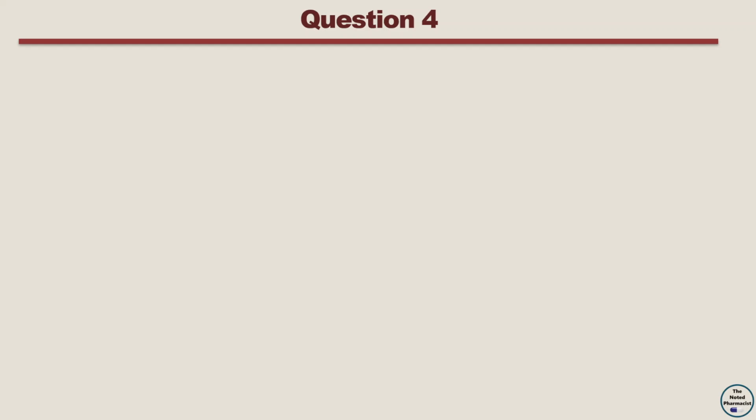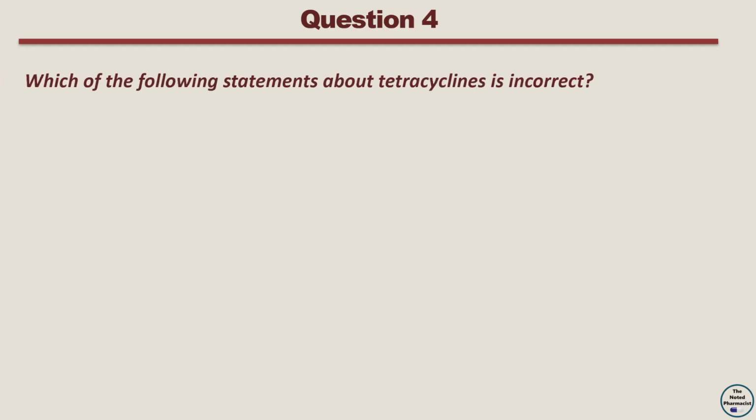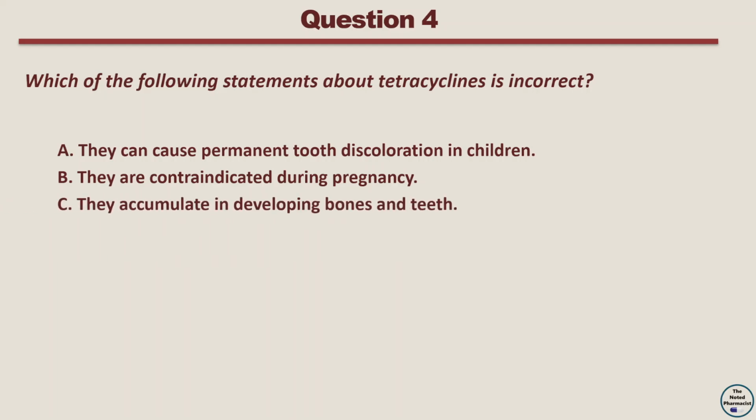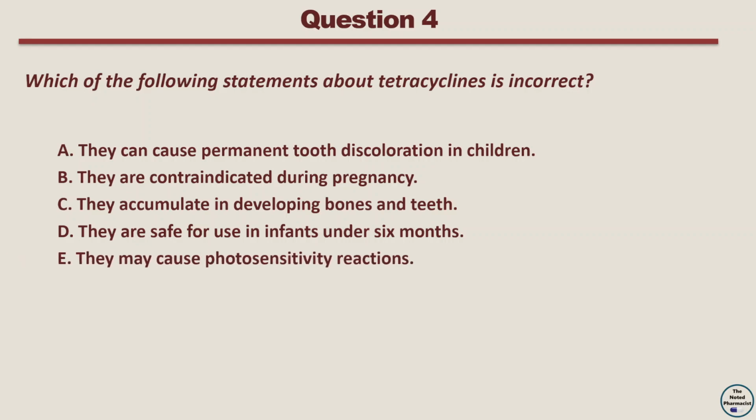Question 4. Which of the following statements about tetracyclines is incorrect? Option A. They can cause permanent tooth discoloration in children. Option B. They are contraindicated during pregnancy. Option C. They accumulate in developing bones and teeth. Option D. They are safe for use in infants under 6 months. Option E. They may cause photosensitivity reactions.